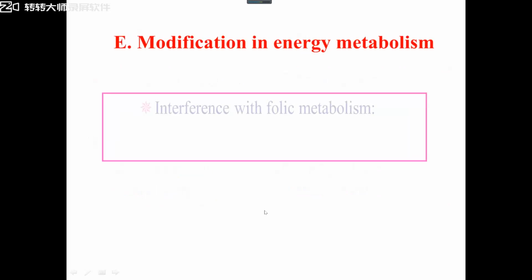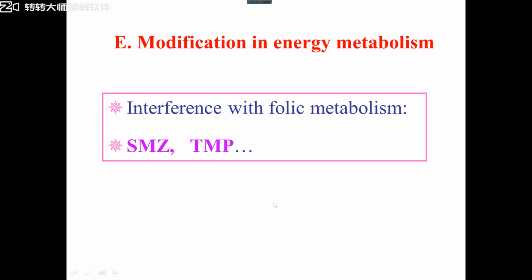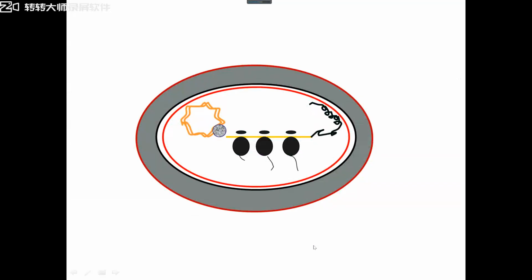Okay. The last category can interfere with bacterial folic acid metabolism. For example, later we will study sulfonamides and TMP. These drugs can interfere with folic acid metabolism, and they are broad spectrum bacteriostatic agents that inhibit folic acid synthesis. Okay. Just now we studied the total mechanisms of all antibiotics.